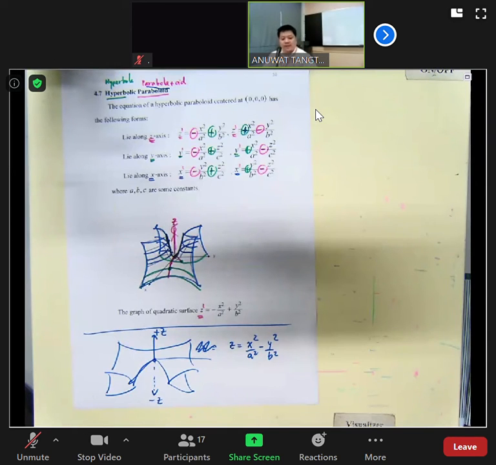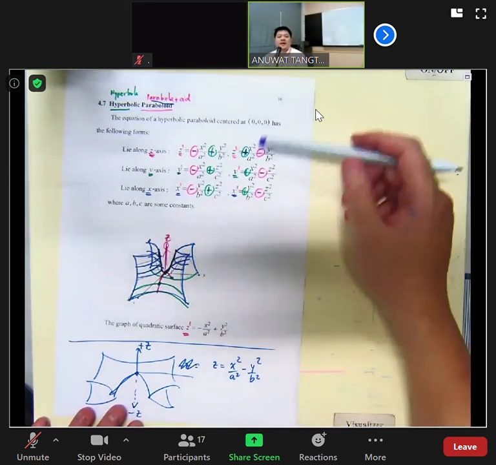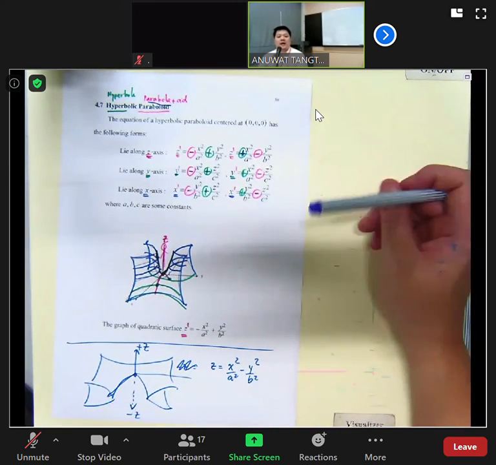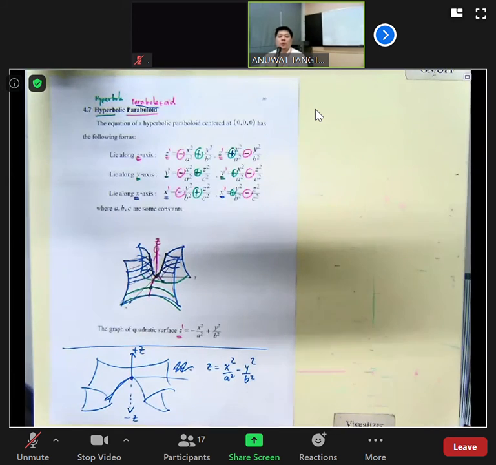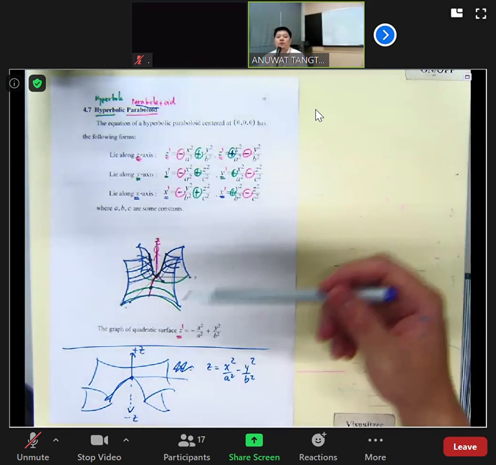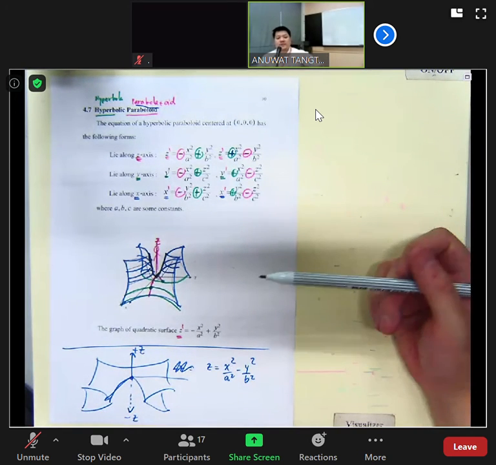Now we have 10 minutes, so let me begin chapter 4 for a little bit. In chapter 3, mostly we have learned the concept of function of more than one variable. The function can have more than one independent variable. Like the function of two variables, the graph would be a surface.